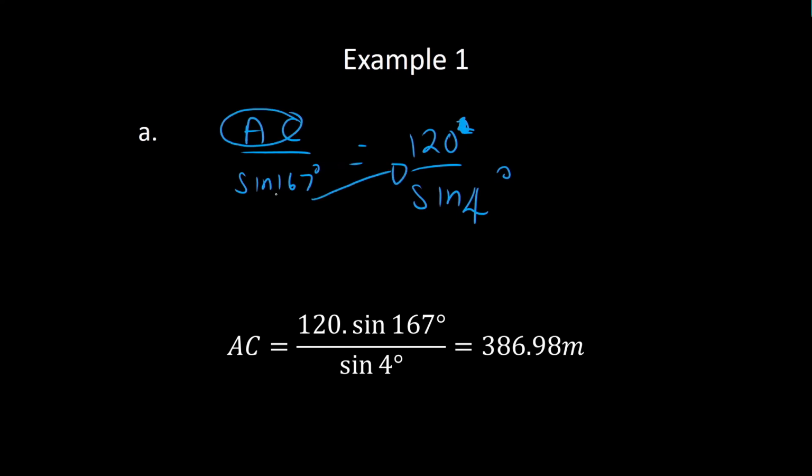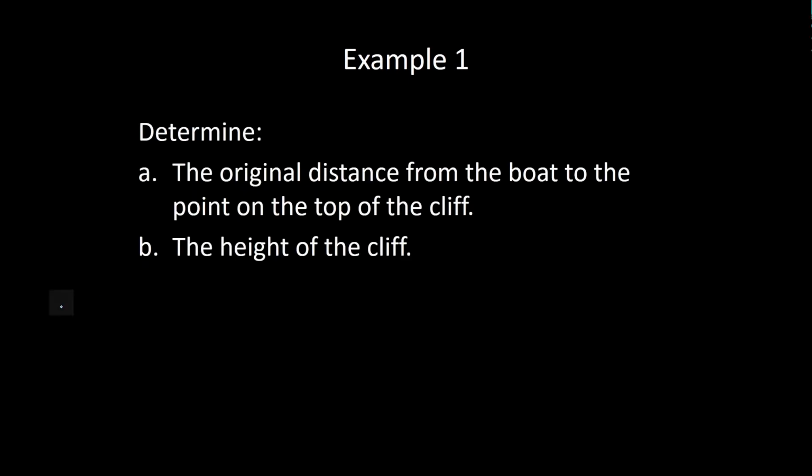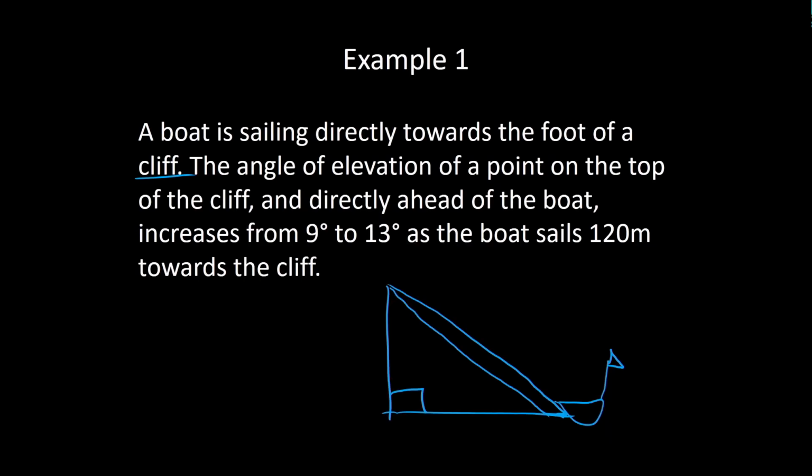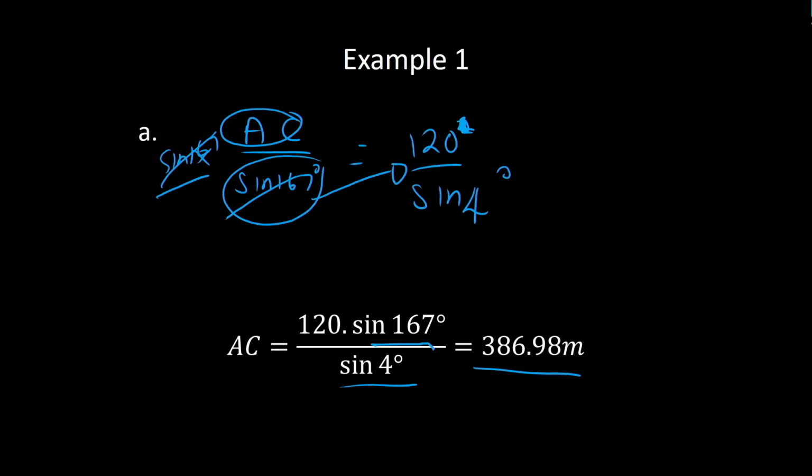or we can just simply multiply by sine 167 on both sides. On the left-hand side, of course, it cancels. On the right-hand side, we end up with 120 times sine of 167 degrees all over sine 4 degrees. You put all of that into your calculator, and you end up with 386.98.